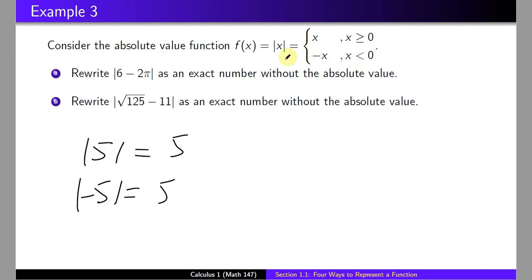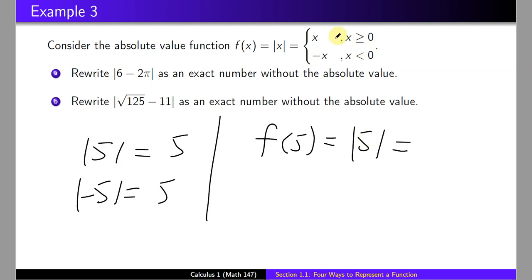So let's use that for 5 and -5, for example. So f of 5 would be the absolute value of 5. And you have to ask yourself, which piece does it belong in? Well, it belongs in the top piece because 5 is bigger than or equal to 0. So when you plug it in, you just get out 5.